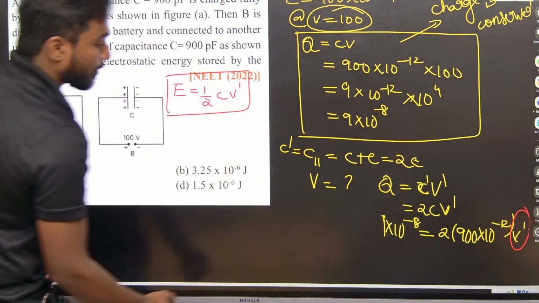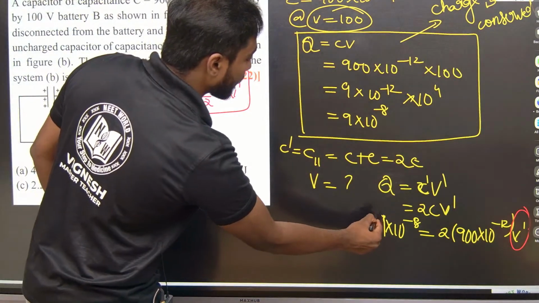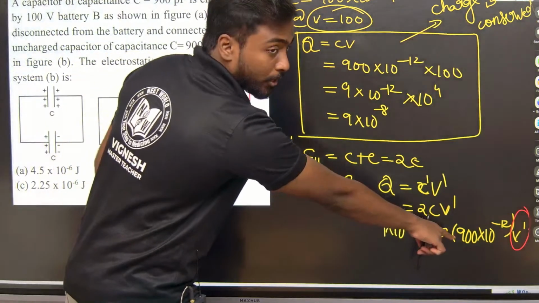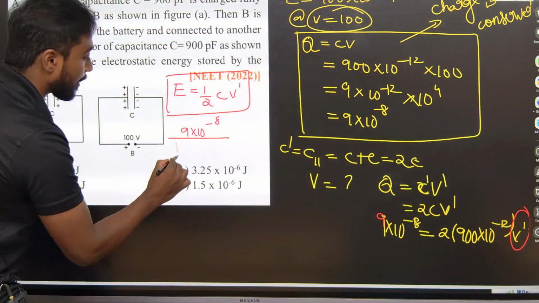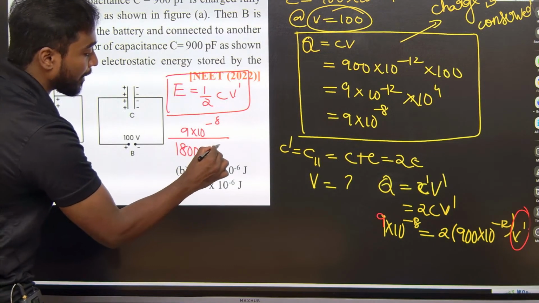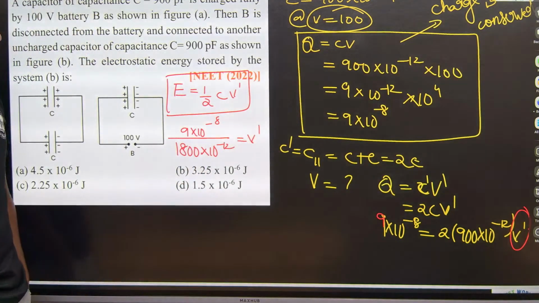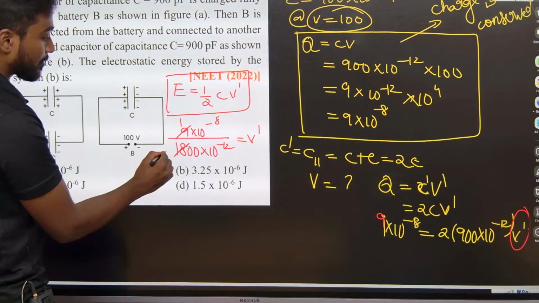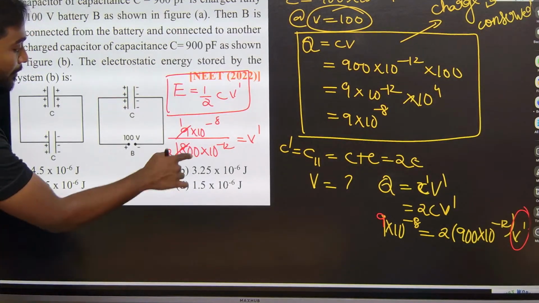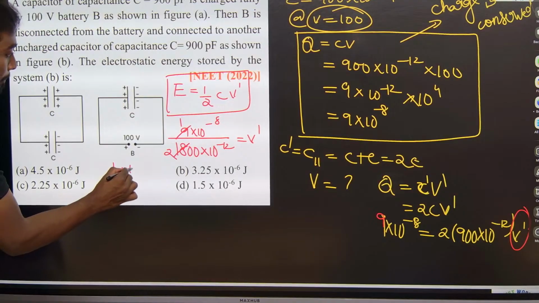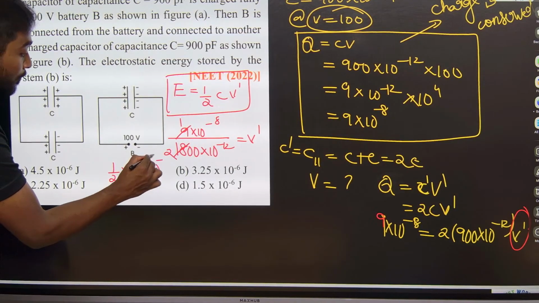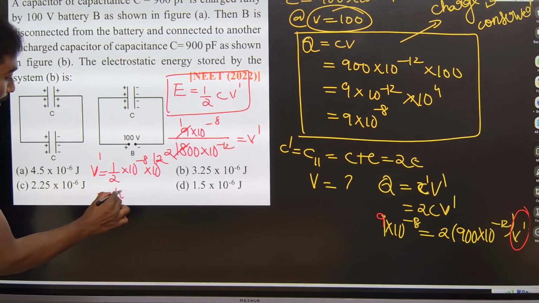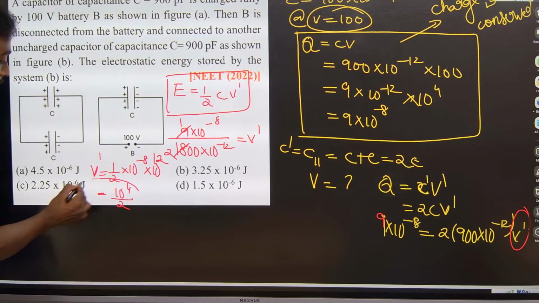So here I can take 9 into 10 power minus 8, divided by 2 into 900, that is 1800, into 10 power minus 12, equals V dash. Now this 9 cancels with the 900, leaving 1 by 2 into 10 power minus 8 into 10 power 12, so 10 power 4 divided by 2 is the V dash value.